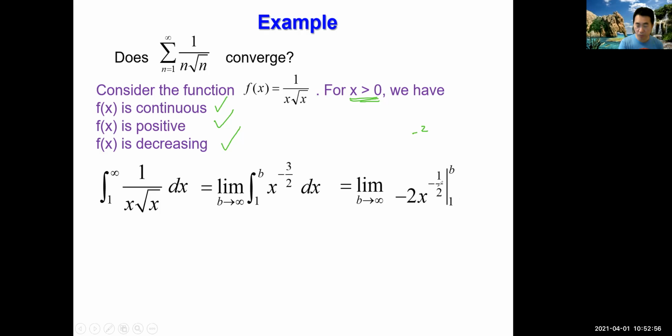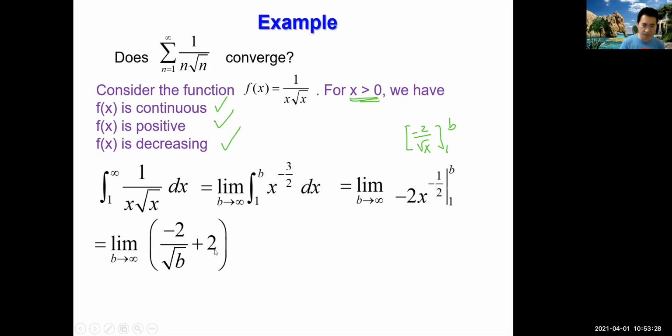That's the half, the square root. Negative, so it goes in the denominator, so it would be negative 2 over square root of x, right? So that is this. Then you plug b in, you plug 1 in, then we have negative 2 over root b minus, and then you plug 1 in, negative 2 over 1. So minus a negative 2 turns into a positive 2. And then finally, you take the limit as b approaches infinity.